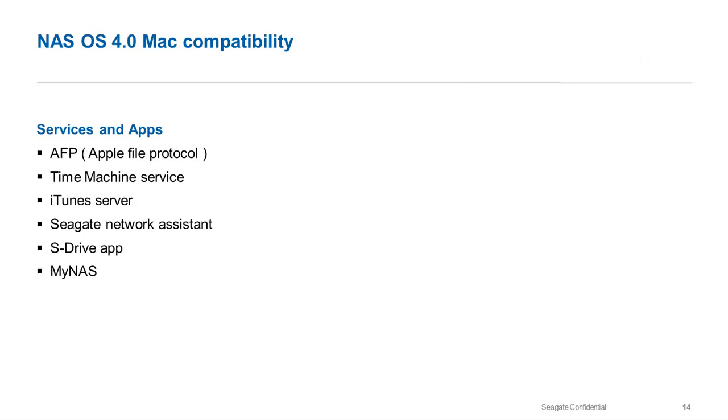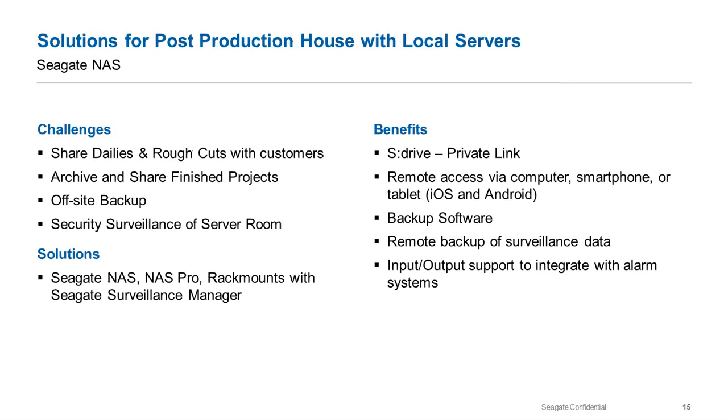And the NAS OS 4 is Mac compatible, works with AFP, Time Machine, iTunes. There is a Seagate Network Assistant that you can download and works with this, S-Drive, and of course My NAS. So at this moment, are there any questions about the workflow or the solution that we just went over and how Seagate works into that?